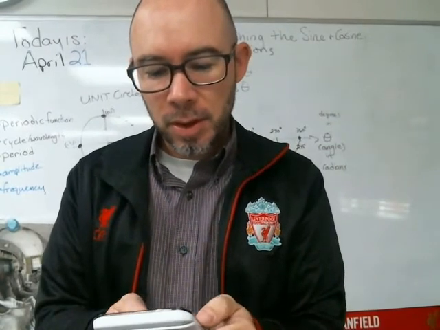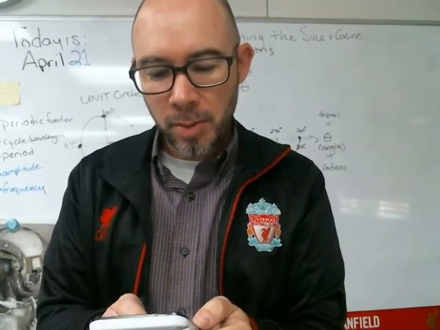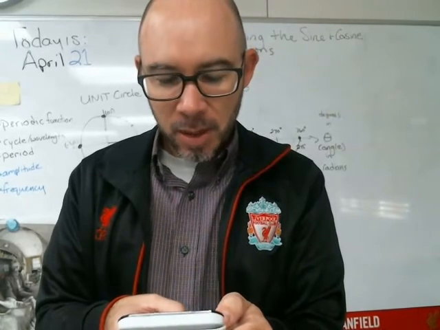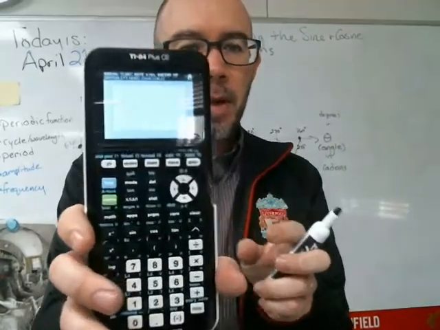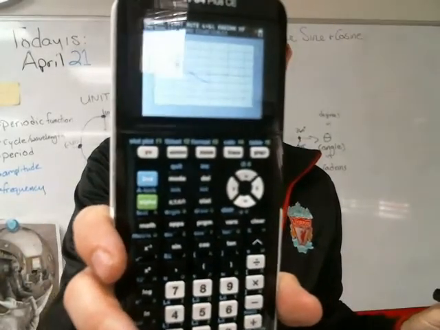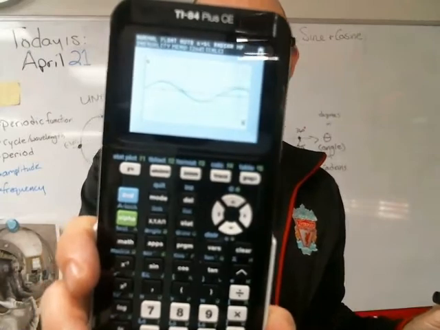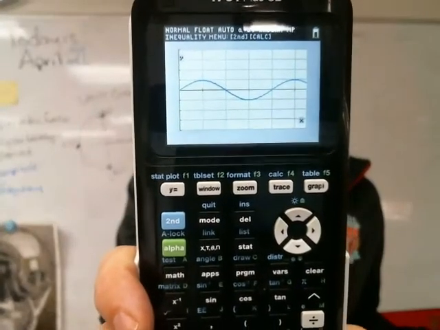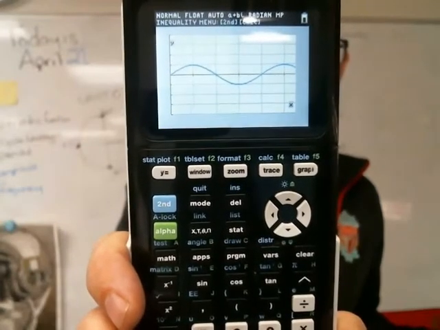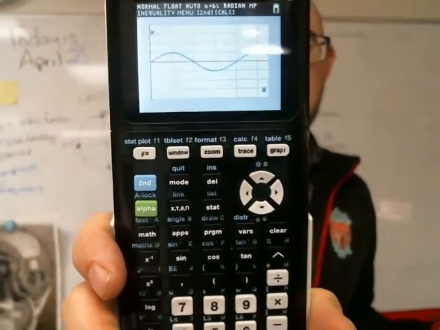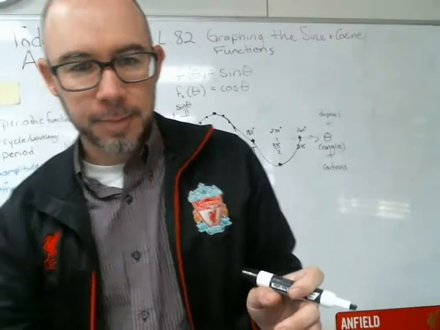Now my picture up there really only goes from 0 to 360, or 0 to 2 pi, so I'm going to go into my window and change my x minimum to 0. I'm going to keep everything else the same. Scales are by pi over 2's, but that's what I get. Wiggle up, wiggle down, comes back, crosses the line again.